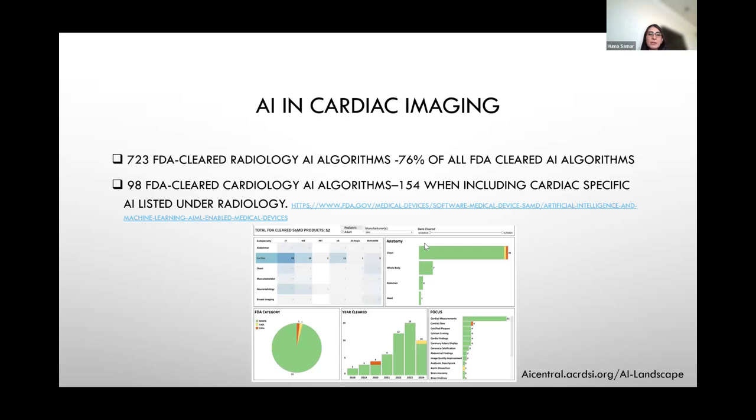So if we look at the current AI landscape, radiology is clearly head and shoulders above all other specialties when it comes to the number of FDA-cleared AI algorithms. Cardiology stands at 154 algorithms when you include the cardiac-specific AI that is still listed under radiology. If we look at this breakdown of the cardiac algorithms that are approved, we see that most of them are ones that perform cardiac measurements, followed by flow, plaque analysis, calcium scoring, and we'll try to touch upon each of these in today's talk.